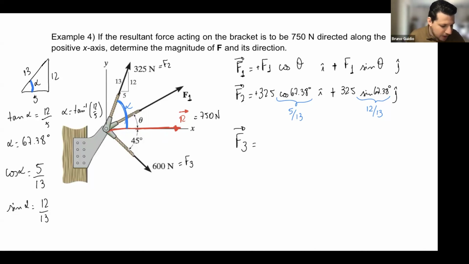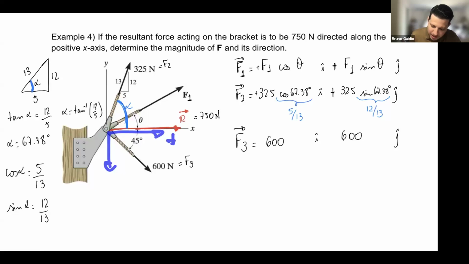F3. Please stop me if you have questions. F3, 600 here. 600, 600, i, j. Take a look at its components. Positive, negative. X positive, Y negative. Once again, angle measured from the x-axis. So I have cosine 45, sine of 45. Okay? Once again, sine and cosine of 45 are the same.